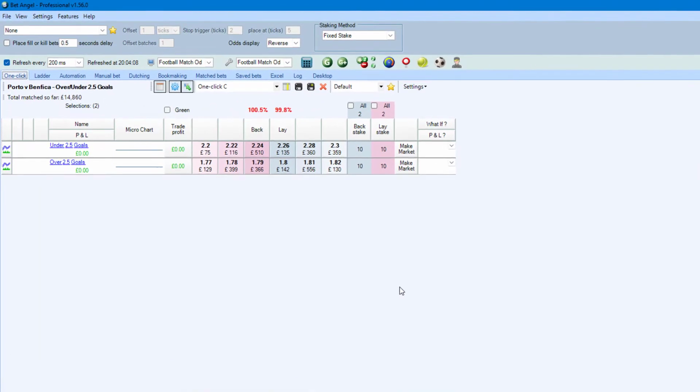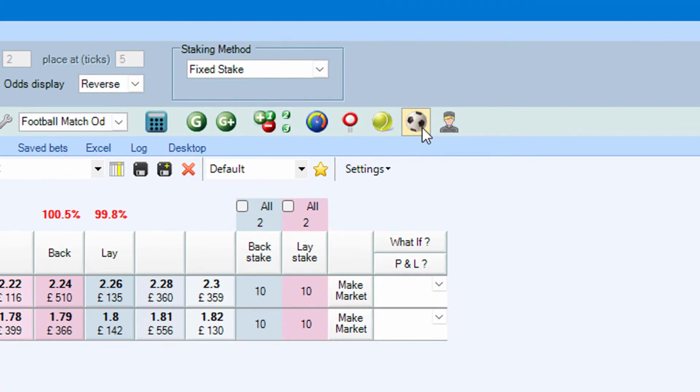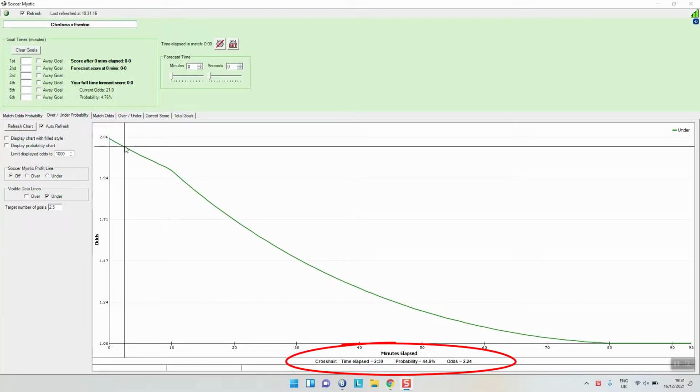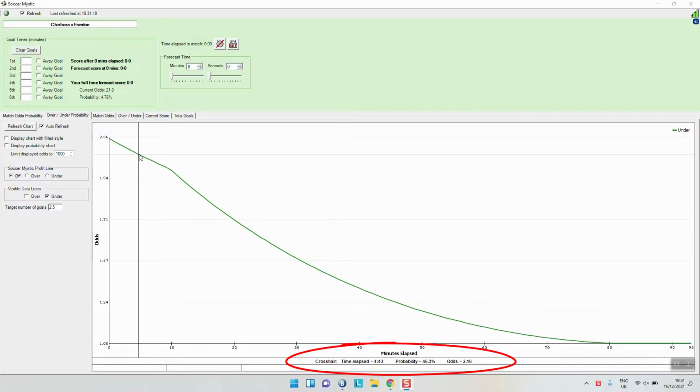This is where having software like BetAngel is really helpful, as you can assess the game before kickoff to see what the price action is likely to be, and you can do that using the Soccer Mystic tool inbuilt inside BetAngel. You can check what the expected odds are likely to be after the first 5 minutes of the game, provided that there's no goal scored during that opening 5 minutes.